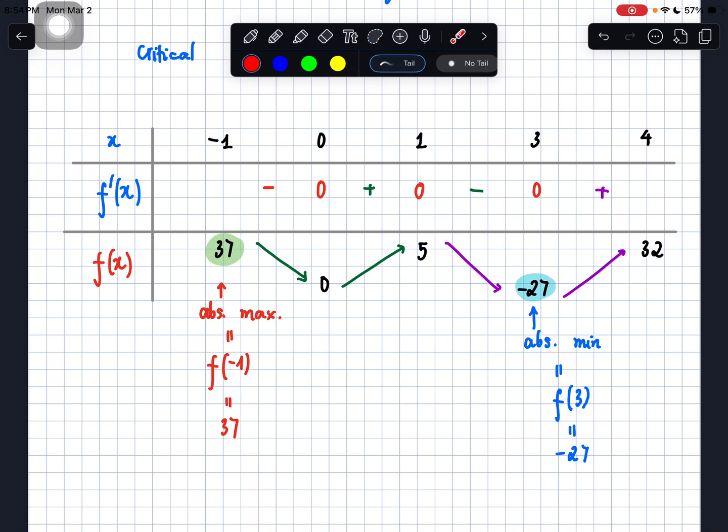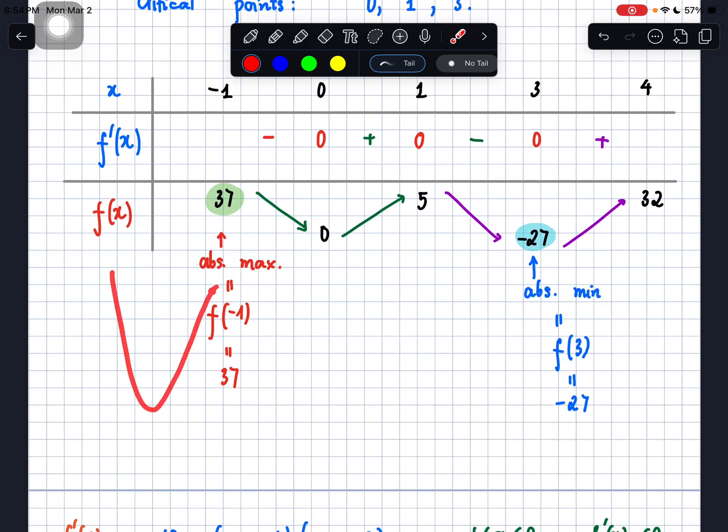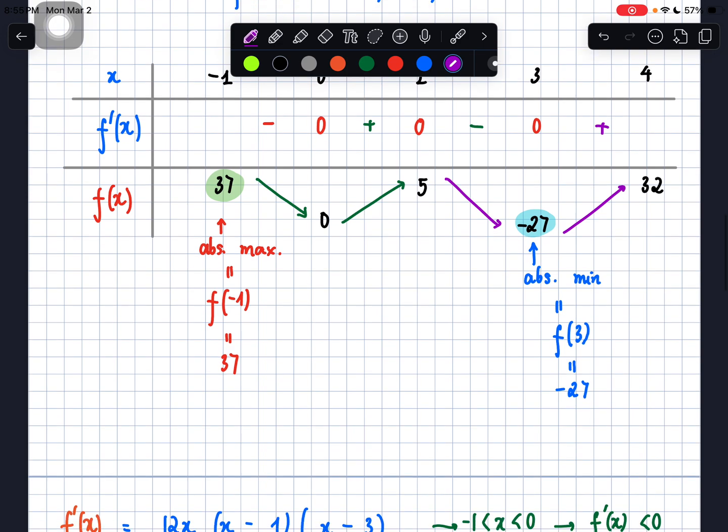So you can see the behavior of the function. It goes down, goes up, goes down, goes up. That's how the function looks. If I just sketch that, the graph should be like this: very high, 37, go down to 0, go up to 5, go down to minus 27, and go up to 32. So this is our absolute max, 37 is up here. The absolute minimum, minus 27, is here. And this point is 0.